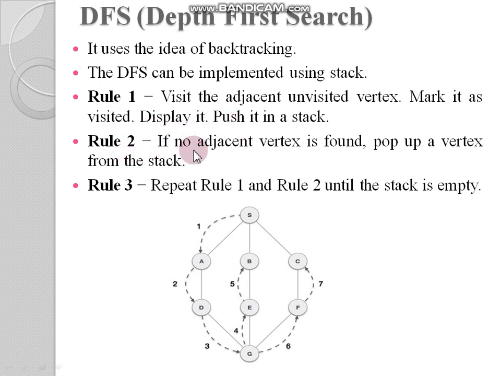Rule 2, if no adjacent vertex is found, pop a vertex from the stack. Popping a vertex removes the most recently visited node. Rule 3, repeat rule 1 and rule 2 until the stack is empty. Depth first search traverses a graph in a depth-wise manner.